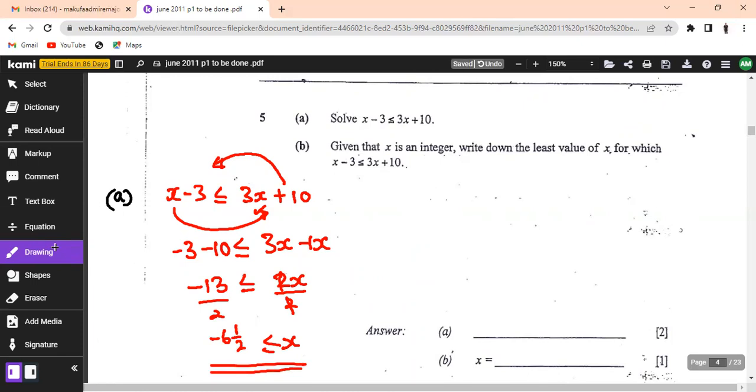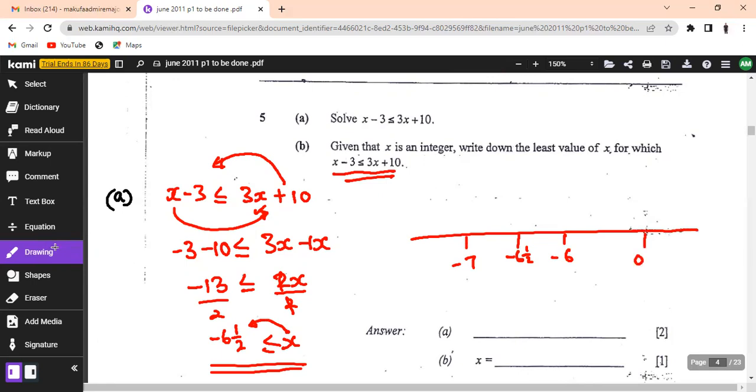Then, given that x is an integer, write down the least possible value of x which satisfies this inequality. When we solved this inequality, we obtained that x is greater than or equal to -6.5, which means we are talking about values of x like this. This is your -6.5 here, this is your -7, this is your -6, going to the positive, up to infinity. Your values are going to be taken from this -6 here. We need values which are greater than this, so we are referring to the values which are to the right. Of all these values, which one is the least value of x, which represents an integer?